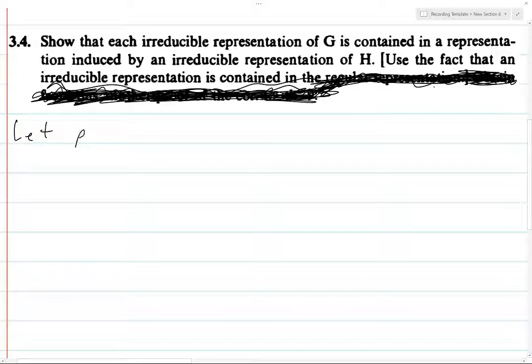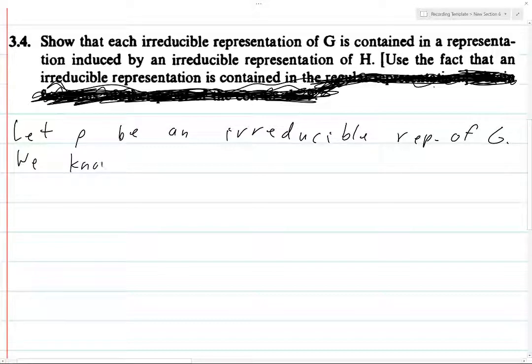So let's start. Let rho be an irreducible representation of G. Okay, we know rho is a sub-representation of the regular representation of G, rho reg. We will denote this rho reg comma G. This is the regular representation of G.